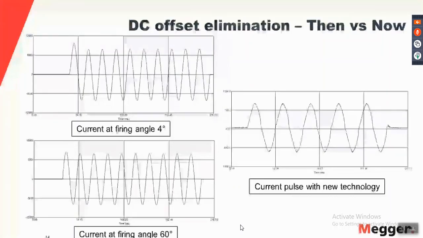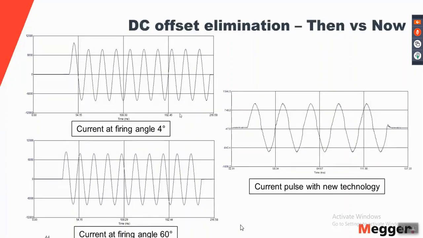Here's a comparison of the waveforms from test sets employing traditional technology and modern technology. On the top left, you have this figure where you can see that there is considerable offset in the first cycle. You can see that the firing angle is 4 degrees in this case. As the firing angle is brought to 60 degrees, you can see that the offset reduces considerably, even though there's a little bit of it present in the first cycle.